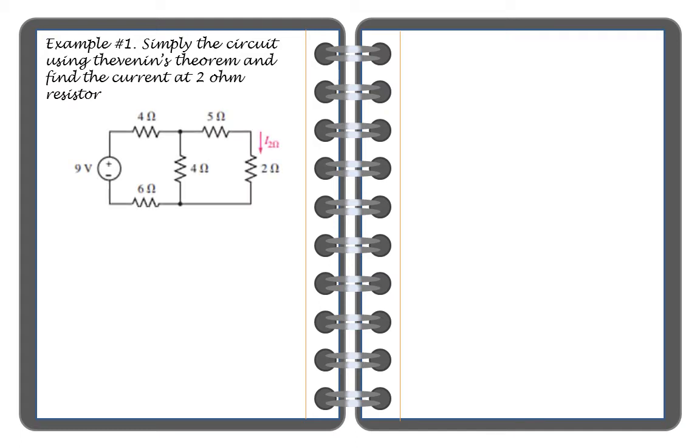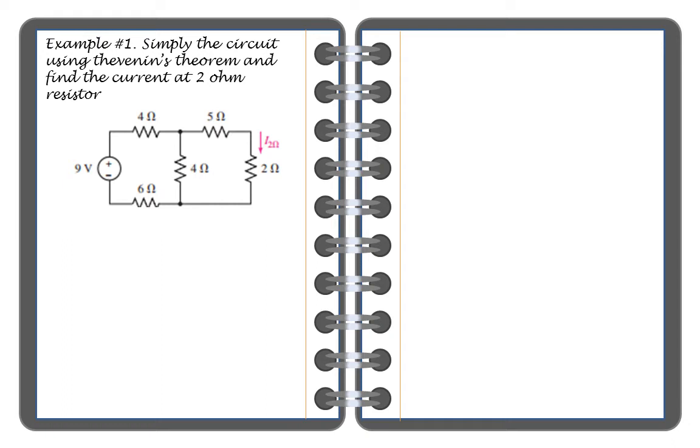So here is the circuit. I am using Thevenin's theorem because there are other theorems or methods we can use to simplify the circuit. In this video, we will only use Thevenin's theorem to simplify the circuit. So we have a network of resistors connected to a 9-volt voltage source.